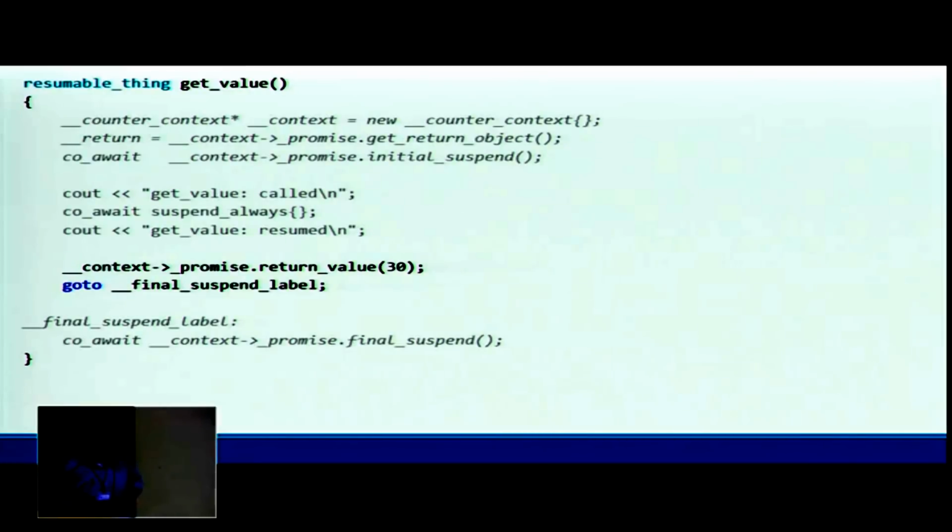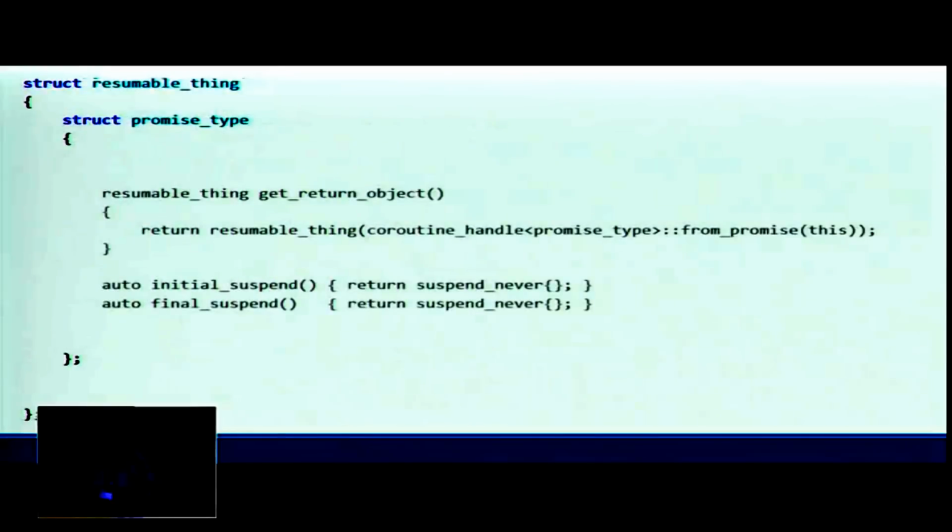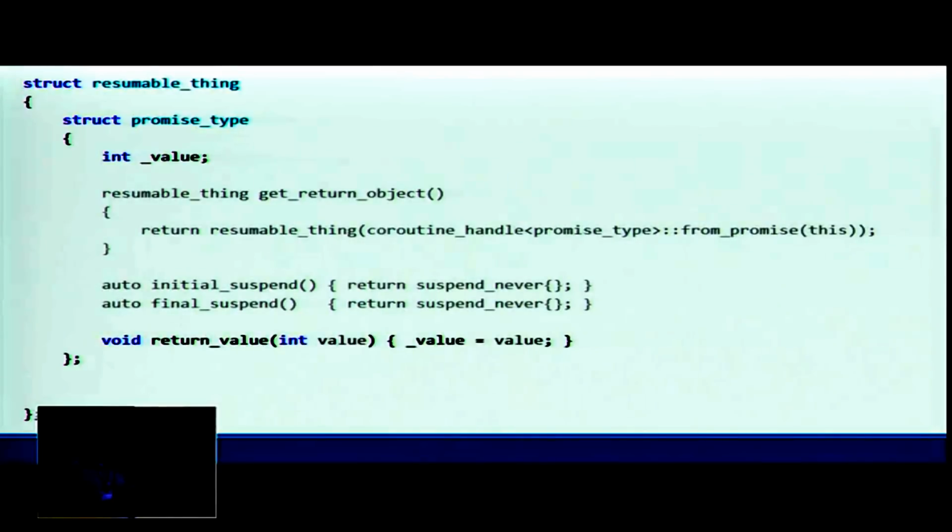So now that we know that for our resumable thing, we're going to need to make a few little updates. First, we need to add three things. First off, to the promise type, we need to add a value, right? We're going to need some way to store that value until the caller asks for it. The second thing, we're going to need to provide a return value function that takes the value. The compiler is going to call this with the value that you passed to the co-return, and then does something with it. In this case, we want to store it inside of that member variable.